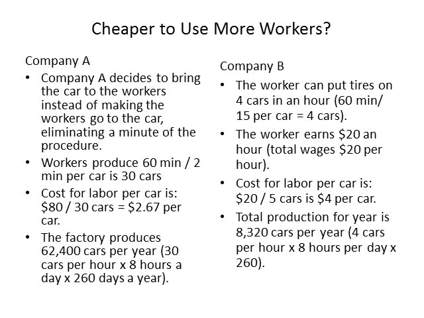The firm is able to produce 62,400 cars per year. Company B continues to employ a single worker to attach tires to a car and still takes 3 minutes to put the tire on the car. The cost of labor is still $4 a car. The single worker is able to produce 8,320 cars per year.